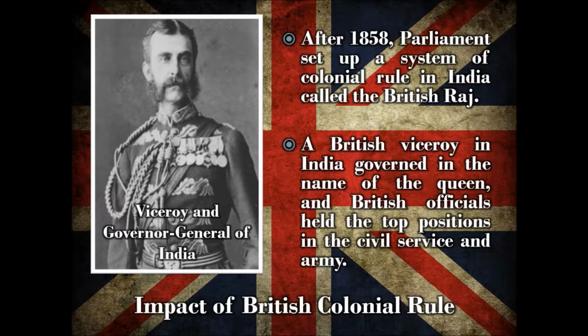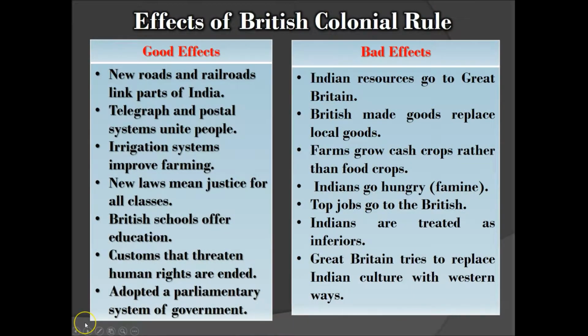So what was the impact of British colonial rule? After 1858, Parliament set up a system of colonial rule in India called the British Raj. A British viceroy in India governed in the name of the Queen, and British officials held the top positions in the civil service and army. There were many effects of British colonial rule.